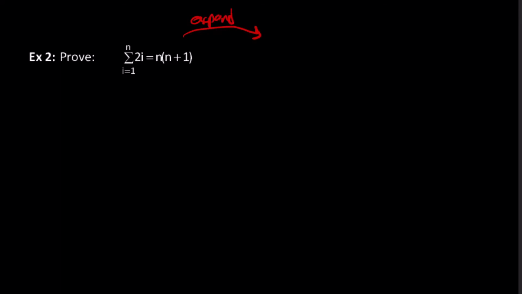We do that by plugging in a 1 here, and 2 times 1 is 2, plus, then I plug in a 2 here. 2 times 2 is 4, then plug in a 3, that's a 6, and now plug in your n. Plug in the n right here, so that's going to be 2n. That equals n times n plus 1.